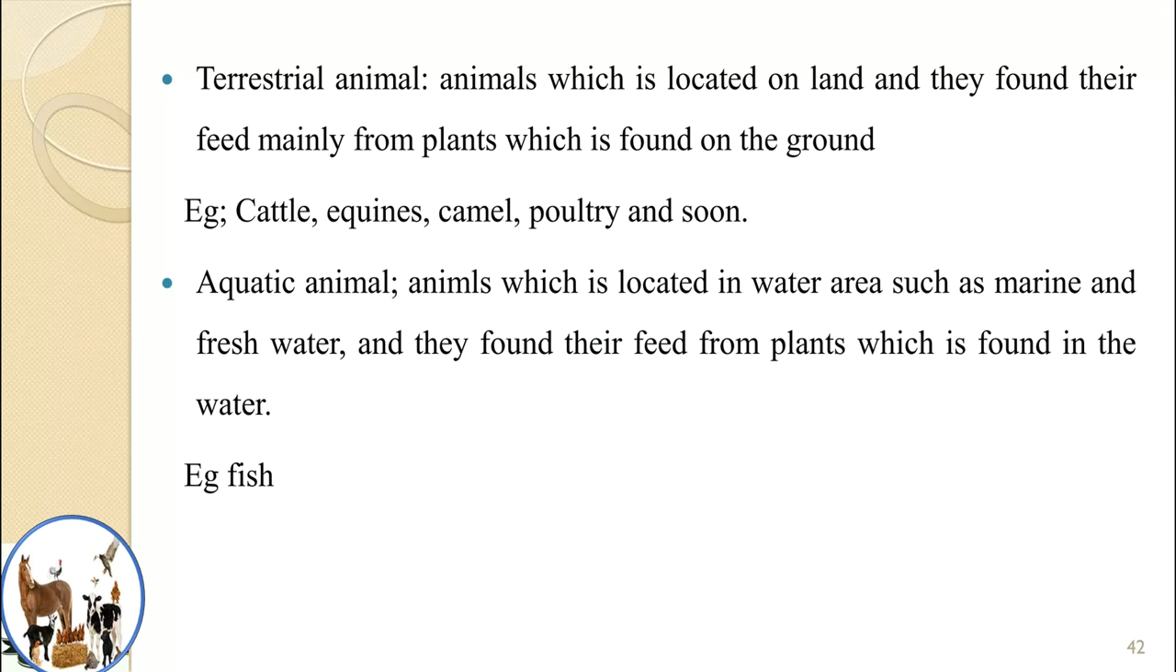So the terrestrial animals are the ones located on land, and they find their feed mainly from plant sources found on the ground. For example, the cattle especially, then equines, camel, and almost all the animals. They can consume grass or any other herb which is always found on the surface of the earth.